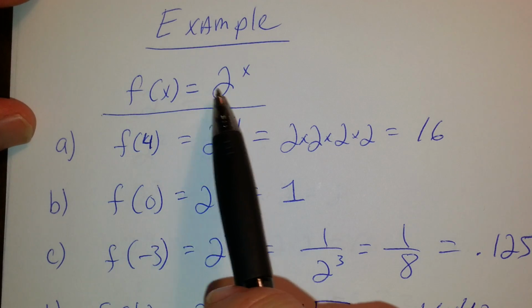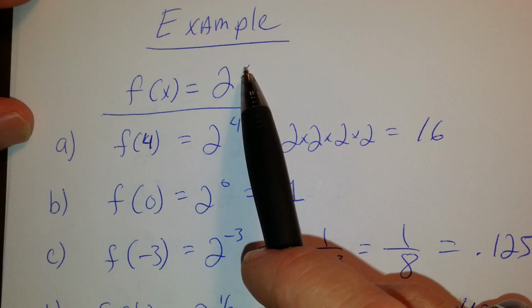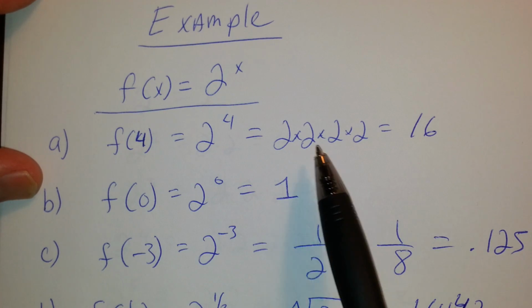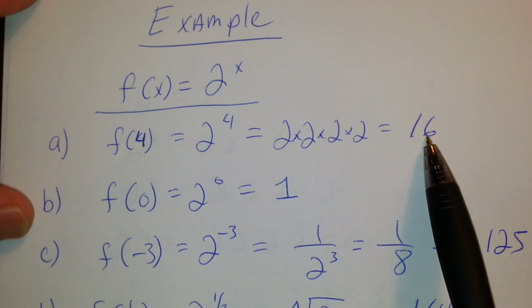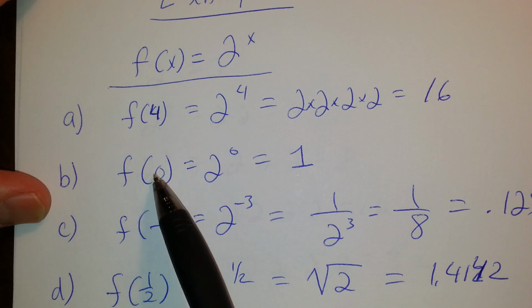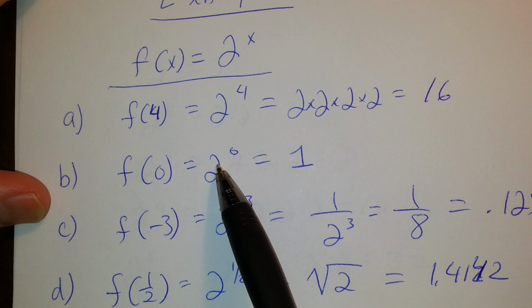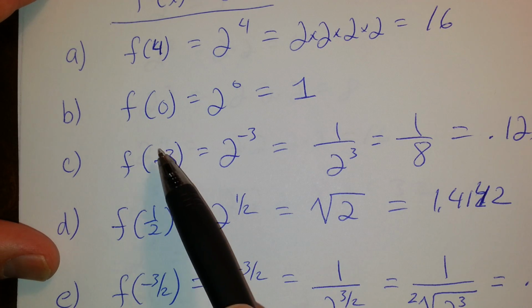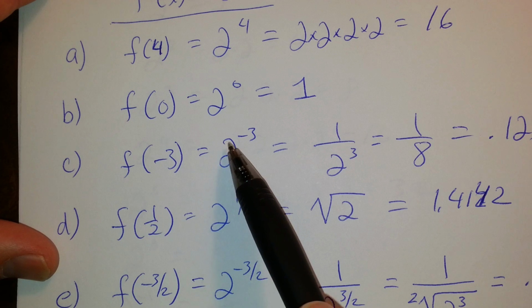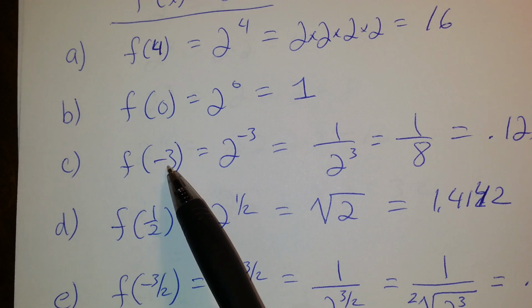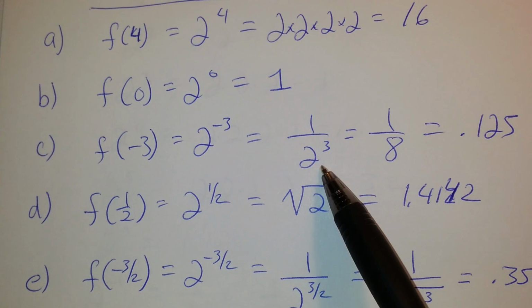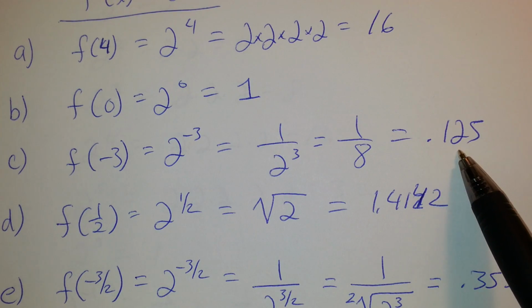Here's the function f of x equals 2 to the x. So we're going to plug in different values for x. f of 4 would be 2 to the 4. 2 times 2 times 2 times 2 is 16. f of 0, we're plugging in 0 here. 2 to the 0 is 1. f of -3 means that's what we're plugging in for x. 2 to the -3rd, which is 1 over 2 cubed, which is 1/8, or 0.125.